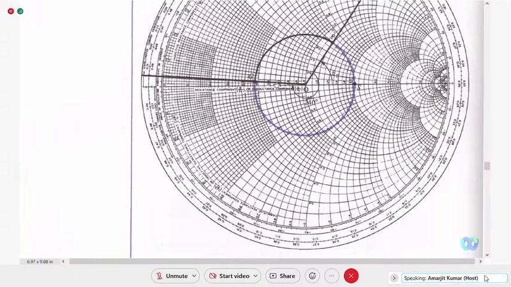And what is the value of this input impedance if you have to locate it? So can you say what is the value of G? The intersection of the resistance and reactance circle. So what is the resistance and reactance here?